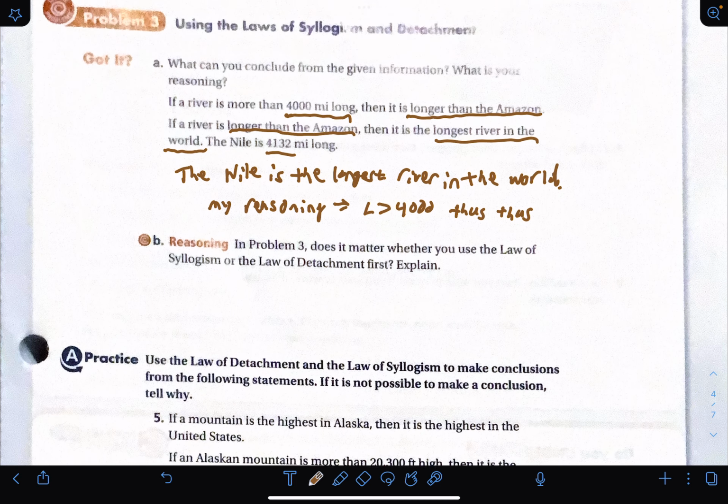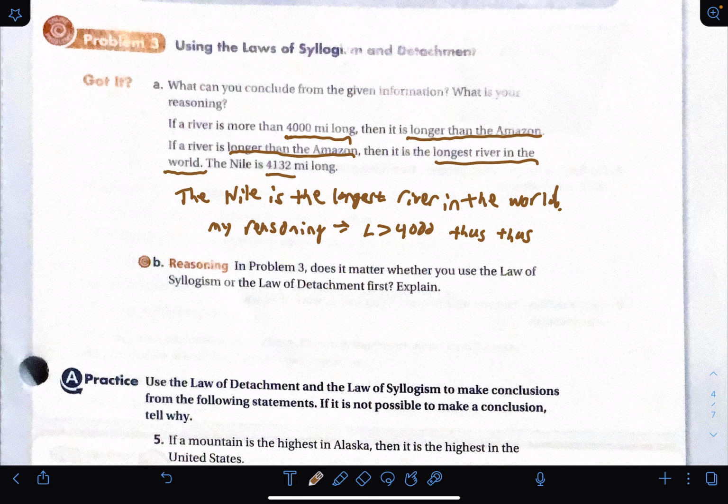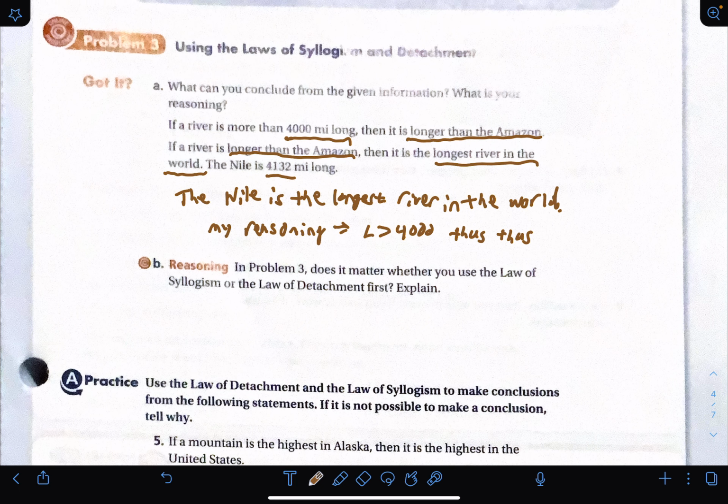It says reasoning. In problem 3, does it matter whether you use the law of syllogism or the law of detachment first? Explain. I don't know. Don't stress about that. That is a new one.